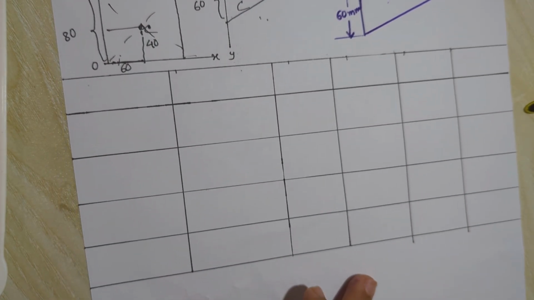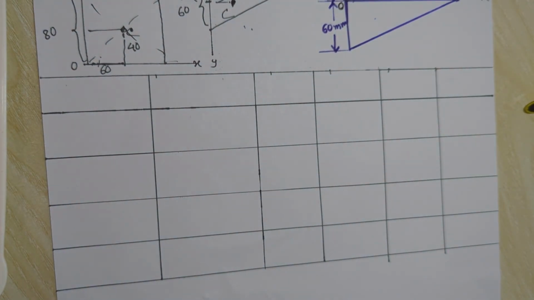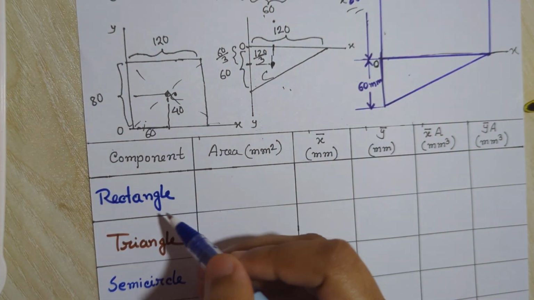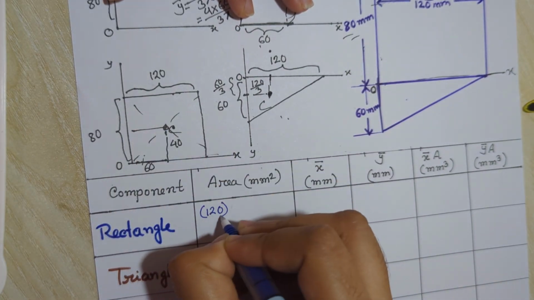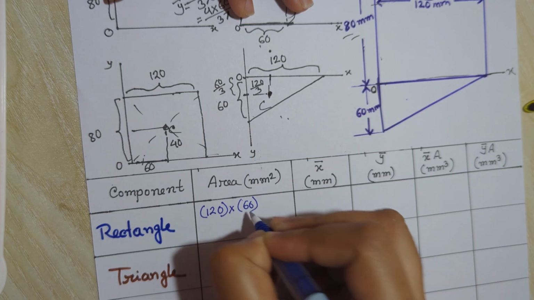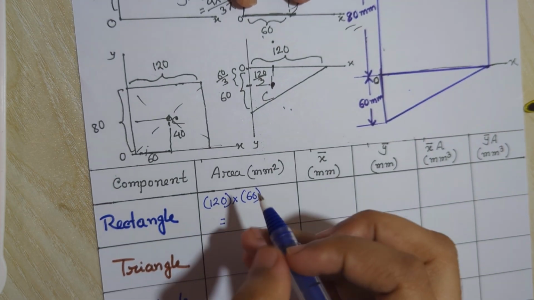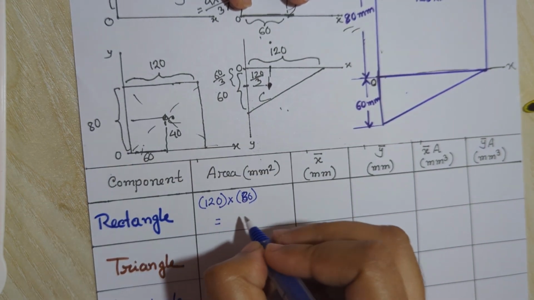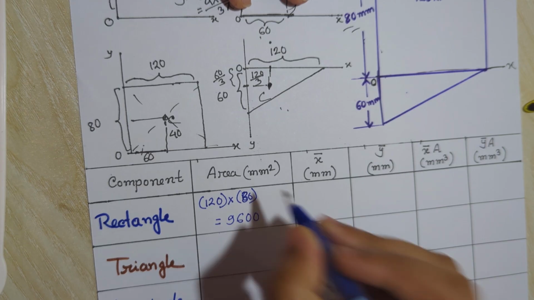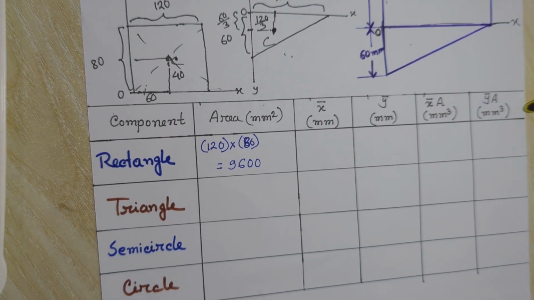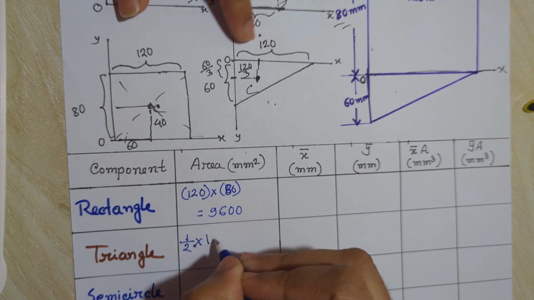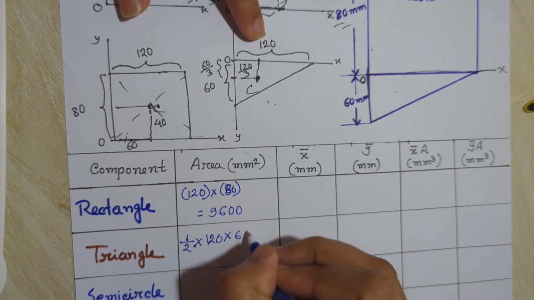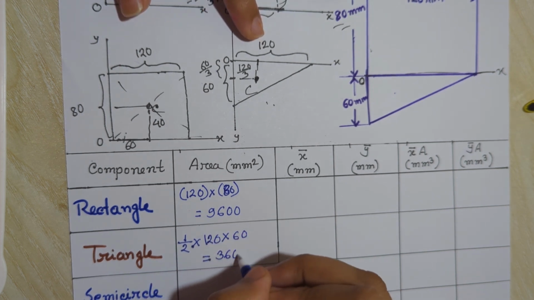Now let's write down all the components and its information. At first, let's find the area of this rectangle. The area will be width into height. So 120 into 60, and this equals to, sorry, height is 80. So this equals to 9600 millimeter square. And the area of the triangle is half into width into height. This is 3600.